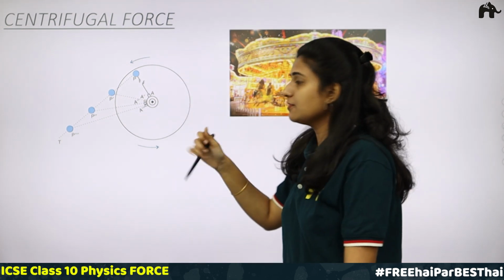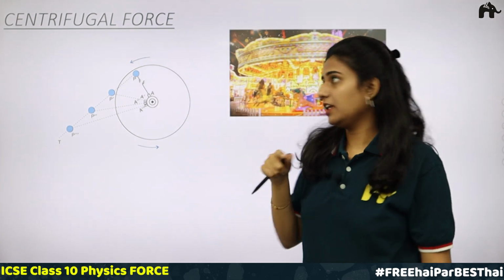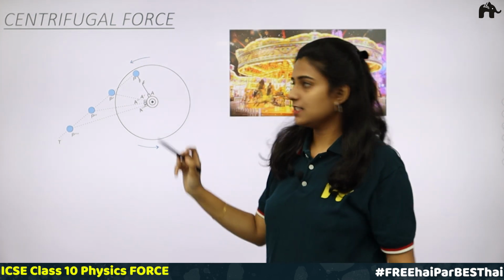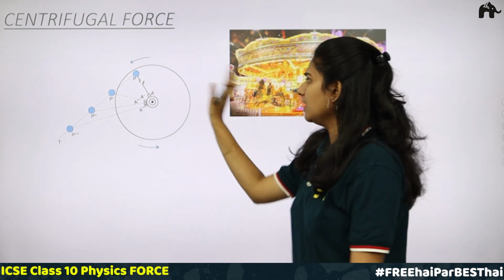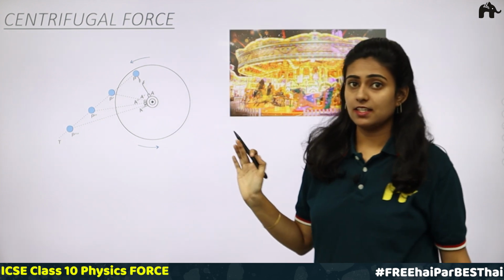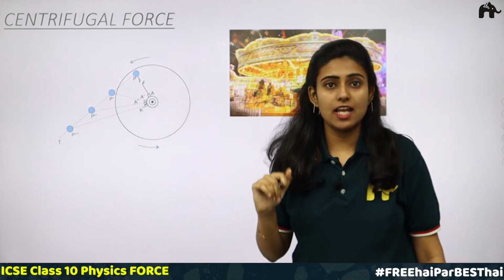Okay, consider the case with a girl who is holding a string and a stone is tied to it. The girl is standing in the center and the body, that is the stone, is moving in a circular motion. Suddenly, what happens when the string breaks? How does the stone move then? It will be moving in a tangential motion, right?